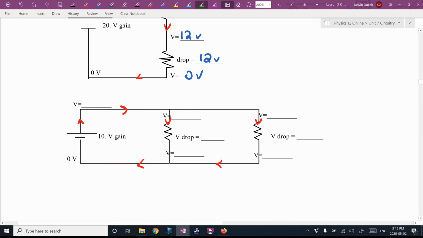We need a chairlift. So it looks like here we're gaining 10 volts from the battery, which means right here I still have 10 volts. If I ski down this way, whee, that gets me down to the ground, which must mean that here I have 0 volts and I must have lost 10 volts going through the resistor.